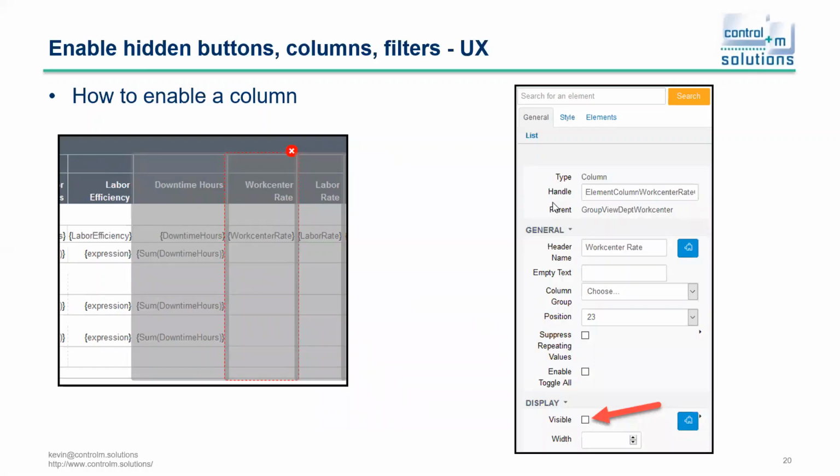Enabling new columns. On the left-hand side of this particular image, you see labor efficiency. Because of the color, we can infer that that column is already enabled on the report. Some of the columns that are shaded in that dark gray color are things that are available to us, but not yet enabled. So to enable something, again, we click on the column, and that gives us the properties panel, and we set the visible property to yes.